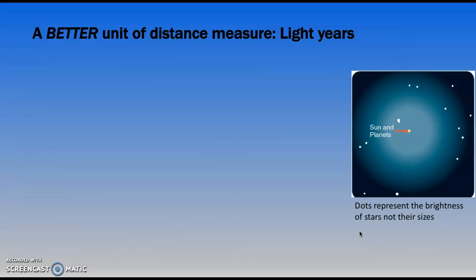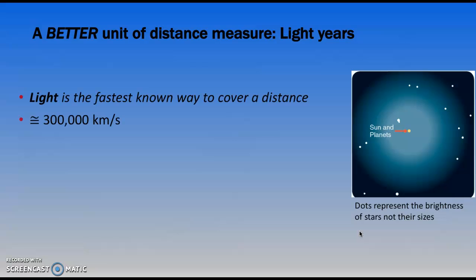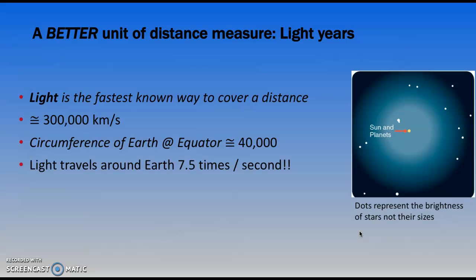As we learned more about the universe, we had to come up with a better, bigger unit than astronomical units. So we came up with light years. And it's a great unit because light is the fastest known way to cover a distance. There's nothing faster than light. In fact, light moves at 300,000 kilometers per second. The circumference of the Earth at the equator is 40,000 kilometers, meaning that light goes around the equator 7.5 times per second.